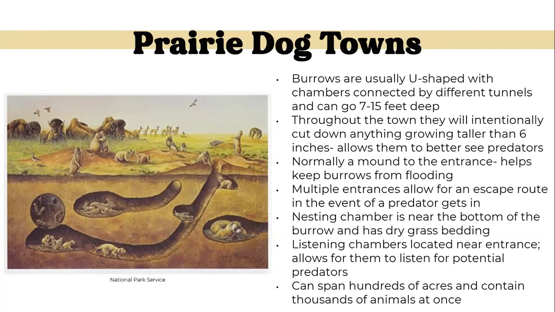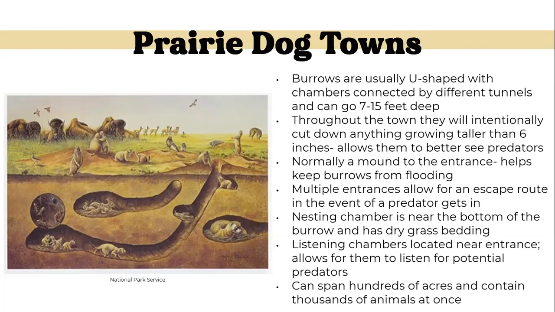If you've ever seen a prairie dog town, you usually see them sitting out with a mound of dirt around them. This is to prevent flooding. They keep that mound really built up so that the water doesn't flow into their town and drown the prairie dogs in there. They have multiple entrances. So if a predator, like let's say a black-footed ferret, would happen to get in there, they can escape a different way.